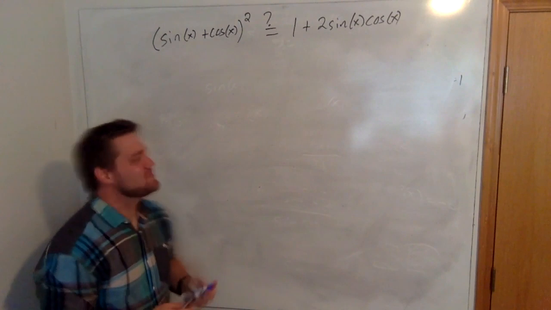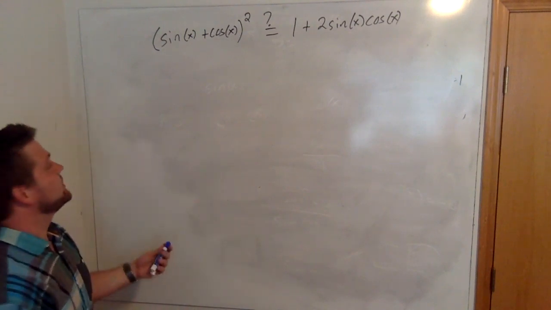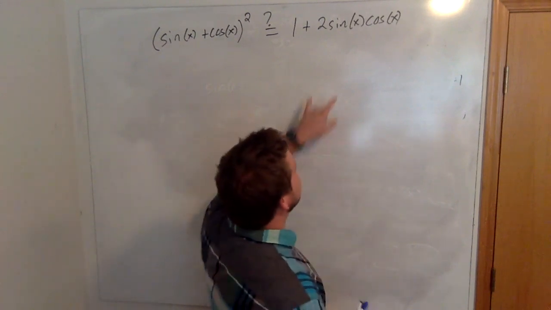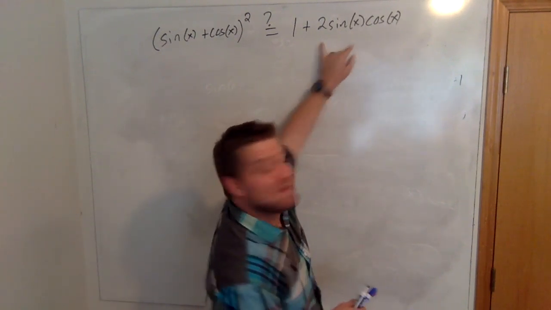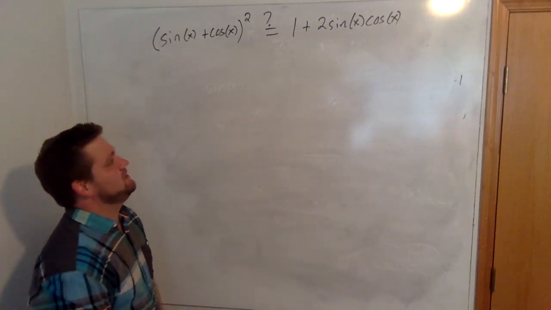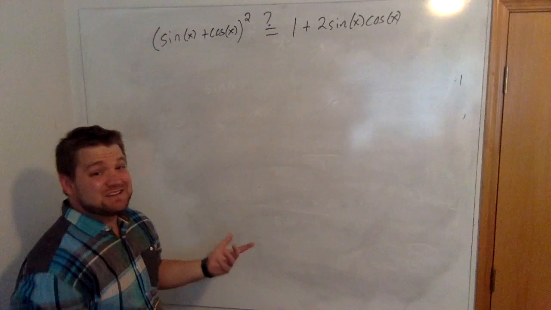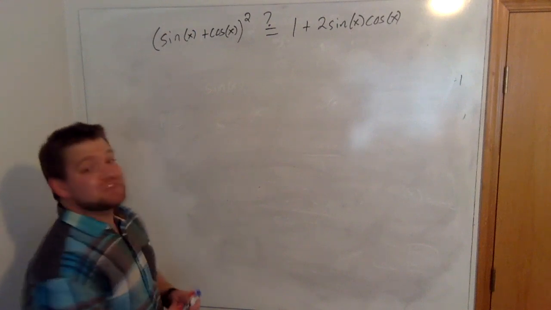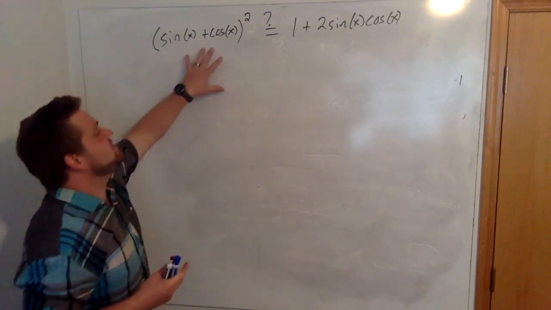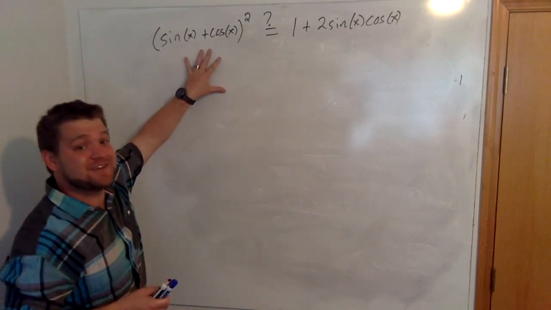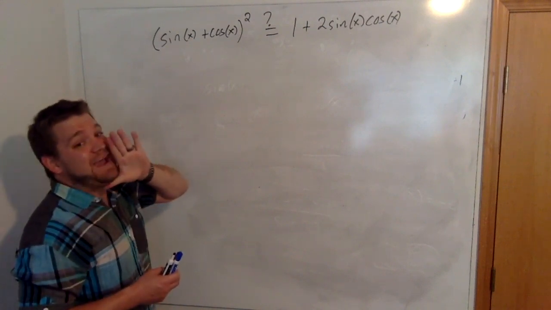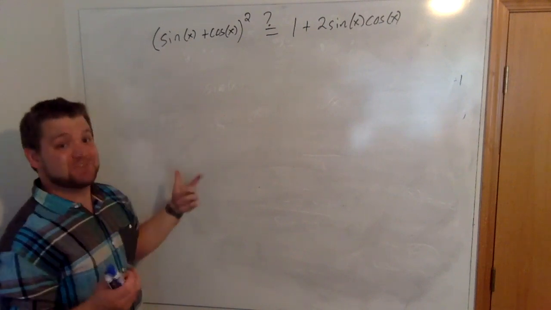Okay, let's do it. Which side to start with? Well, looking at the right-hand side, I don't really see much that we can do here. I can't find any fractions to add. I don't see any nice identities to try and use here. But the left-hand side, ooh, it's yelling so loud at us. It's saying, hey, you can expand me. So that's what we're going to do.